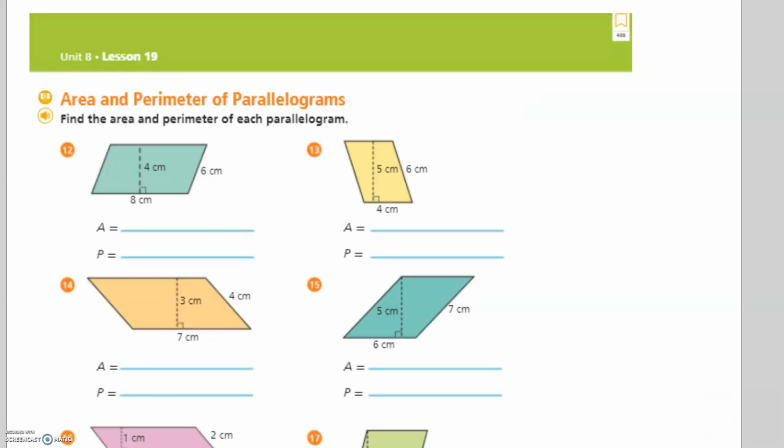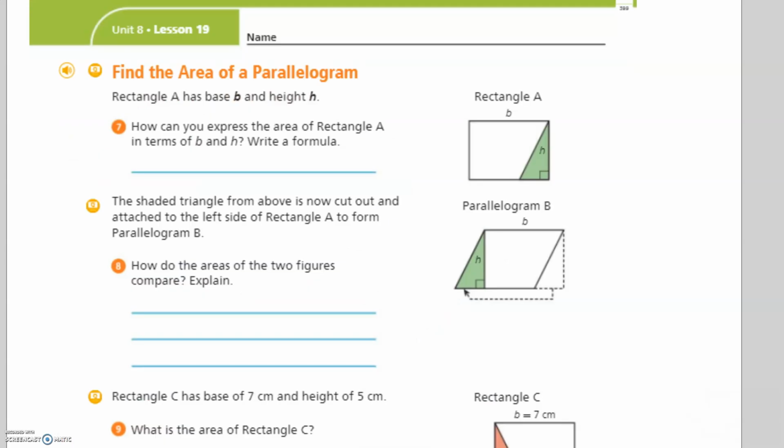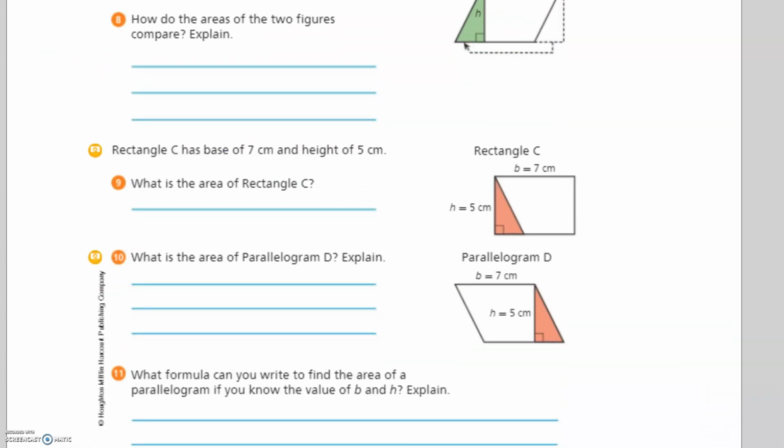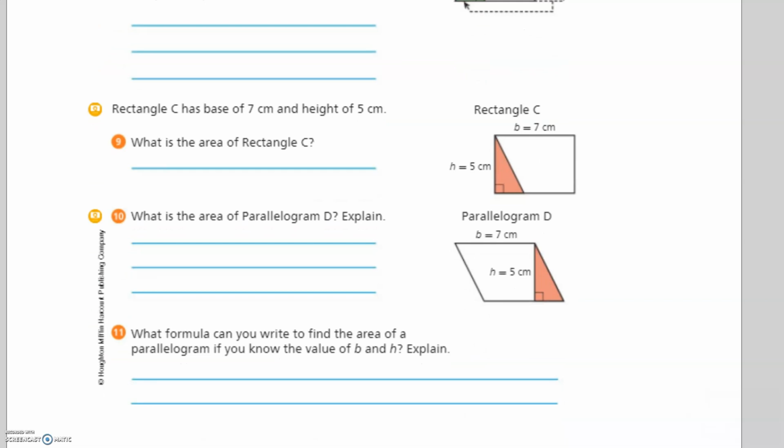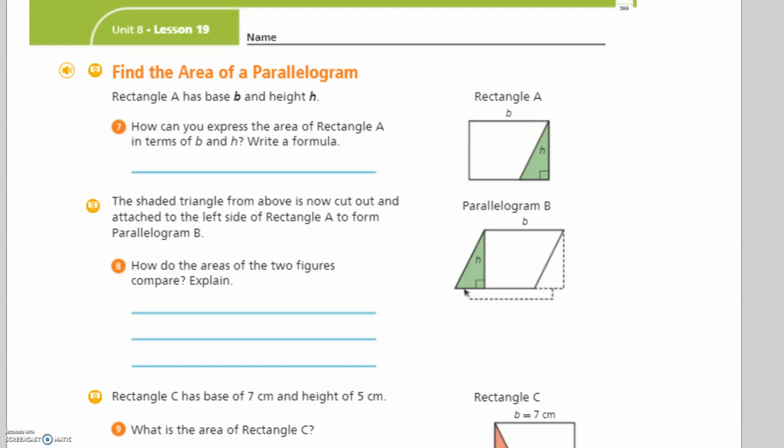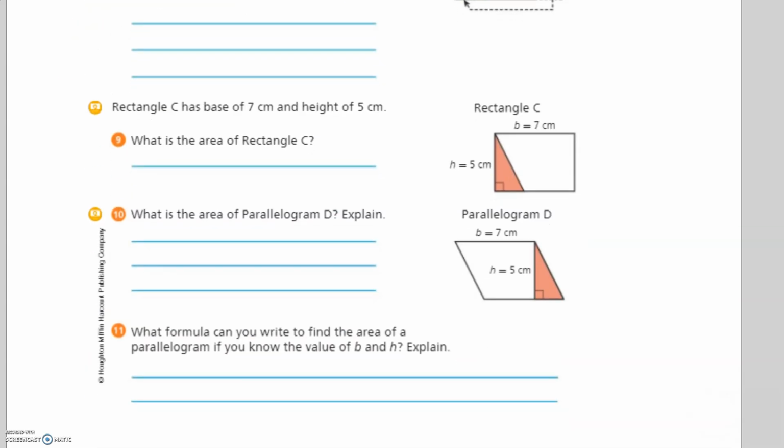All right. We're going to go back to a problem on the next page over here. And here they're showing a rectangle that has a base of 7 and a height of 5. Okay, and what's the area? 7 times 5, it's the length times the width, and it is 35 centimeters squared. Area is always squared.